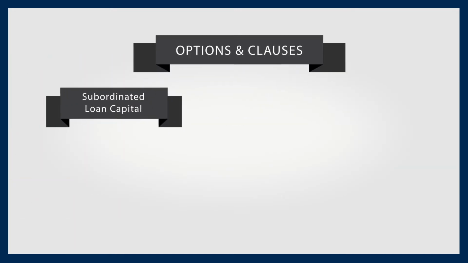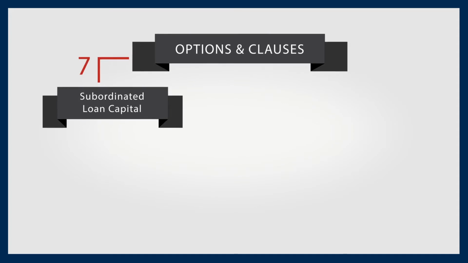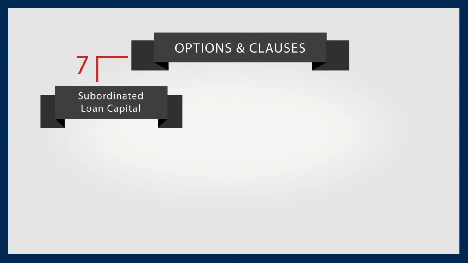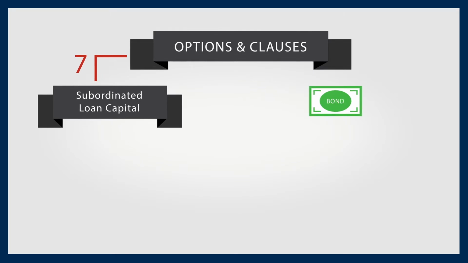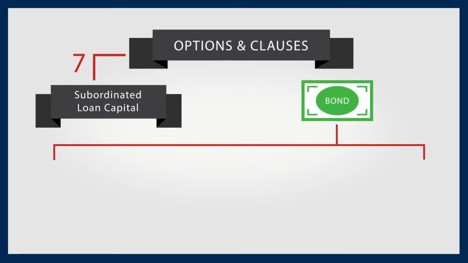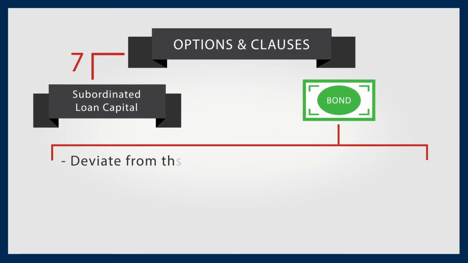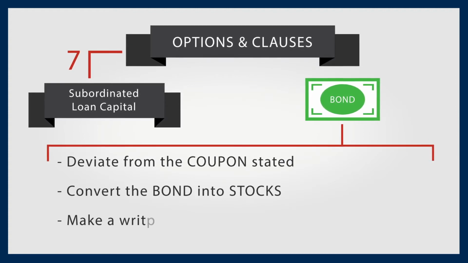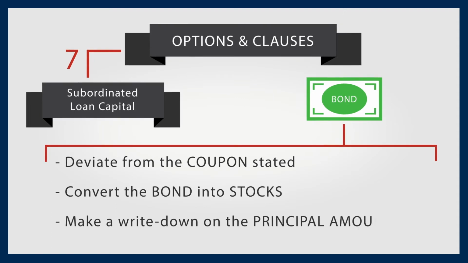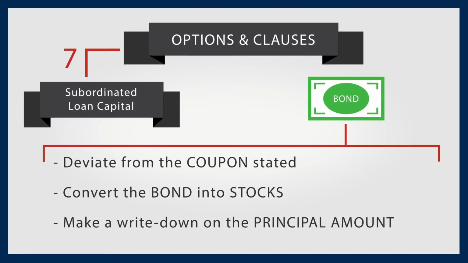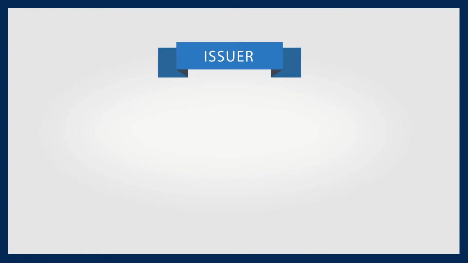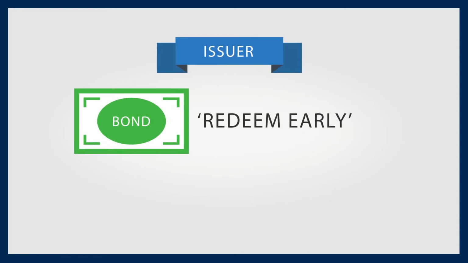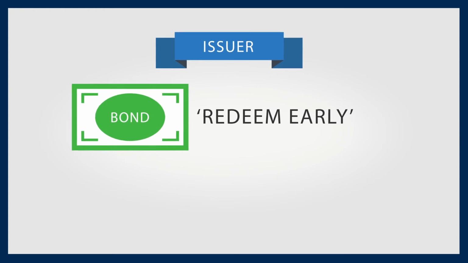Options and clauses are not solely limited to subordinated loan capital, however. They may also apply to other types of bond, and they may give the issuer the right to deviate from the coupon stated, convert the bond into stocks, or make a write-down on the principal amount in case certain predefined events or conditions occur. An issuer may also have the right to redeem the bond early at predefined dates and prices. This is termed a call.